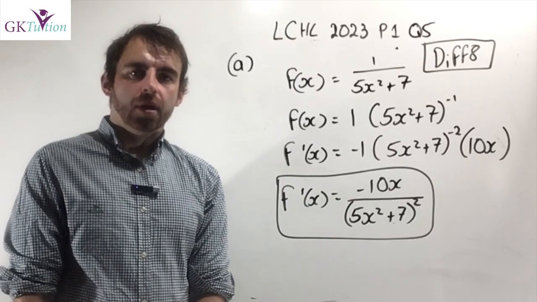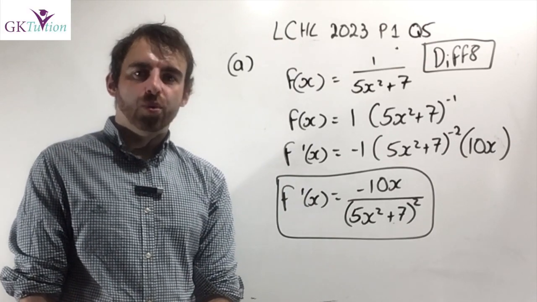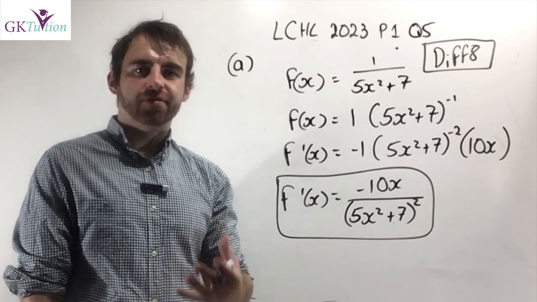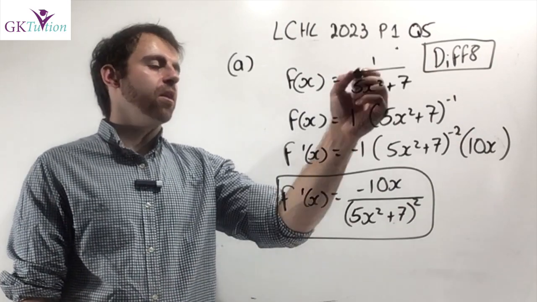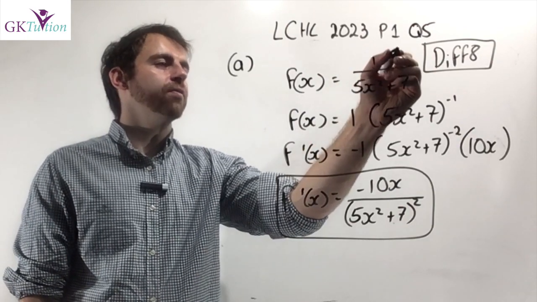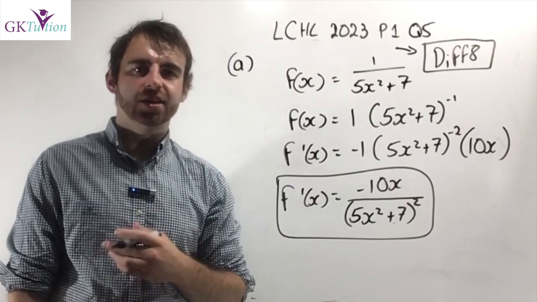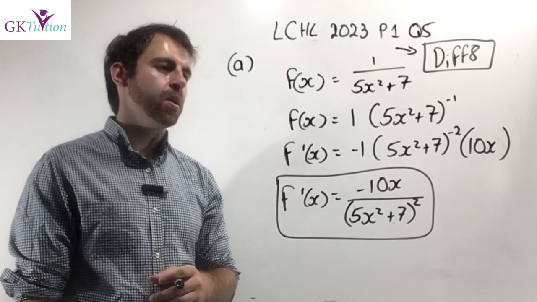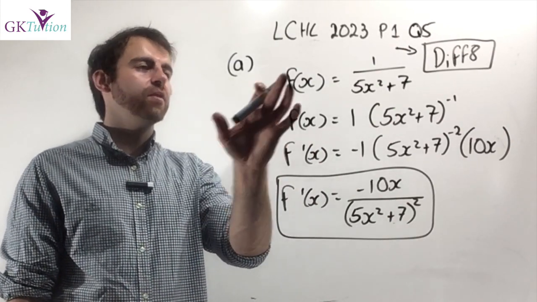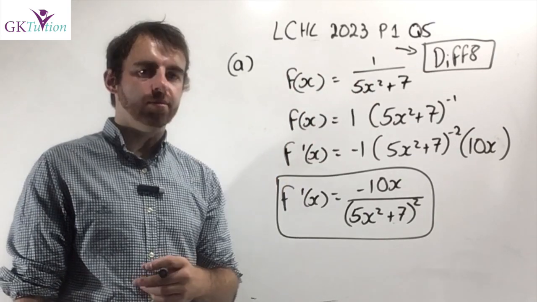In this tutorial, I'm going through 2023 Paper 1 Question 5, and it's all about differentiation. And the content covered in Part A here, you can find similar questions in Differentiation 8 on the website. So in this question, you're asked to get the derivative of 1 over 5x squared plus 7.